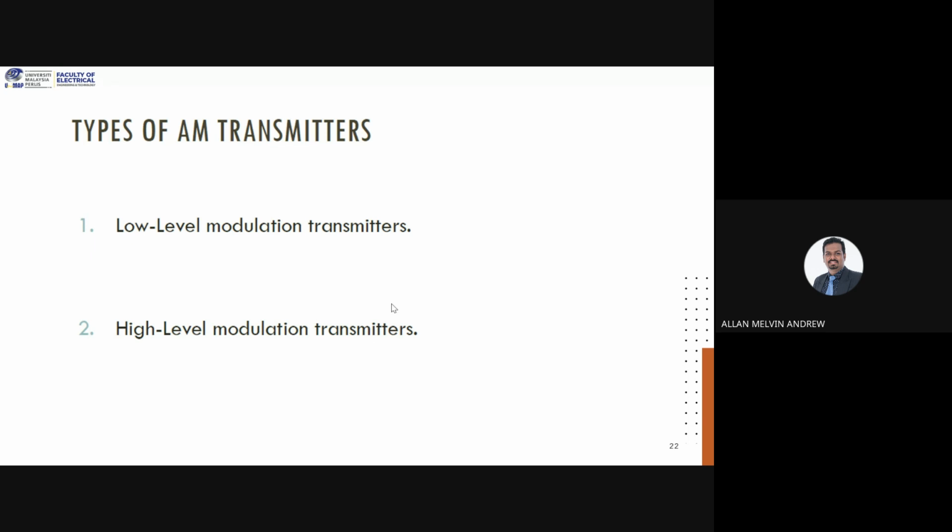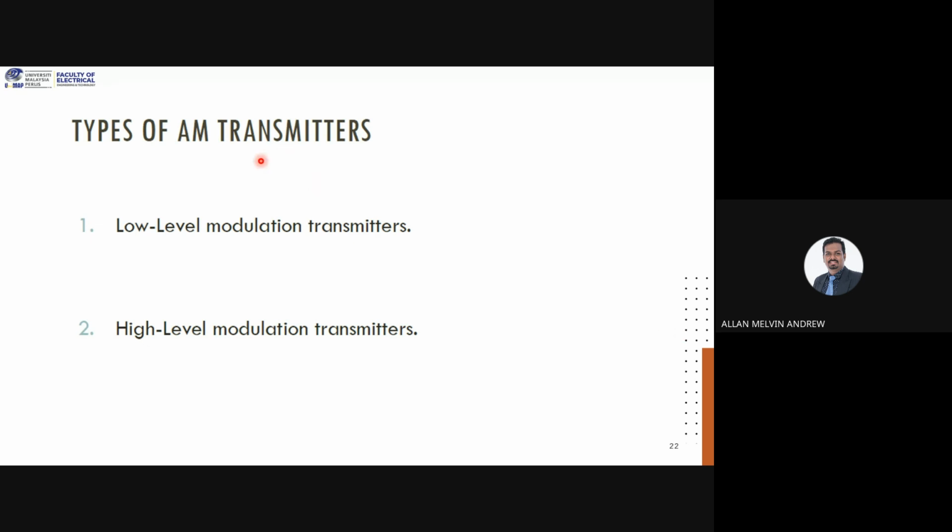So we meet again for chapter number 4, part 2 on radio transmitters. Yesterday we saw part 1, the introduction to transmitters: what the components are, what the types are, and how we can choose the transmitters. Today we will continue from where we left off yesterday in part 1.